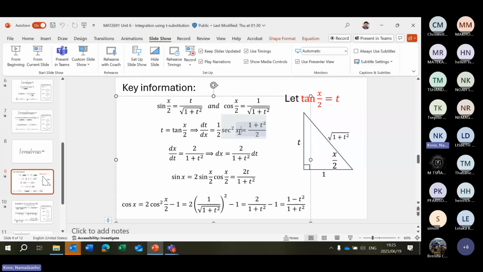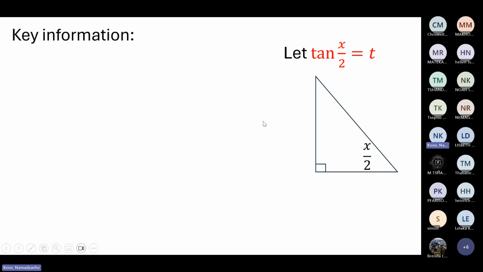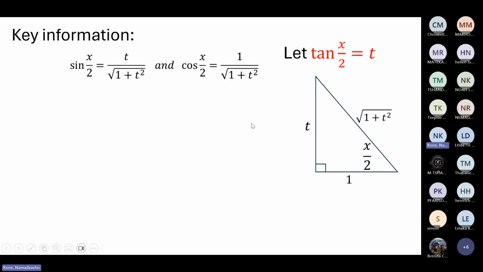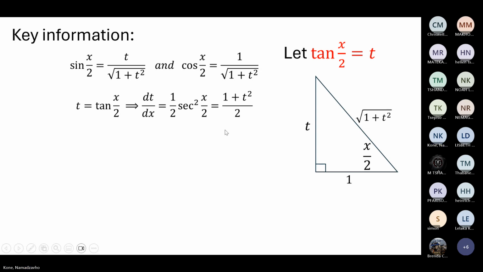This was supposed to be x over 2. And we go back to our slideshow and we reach this. Yes, this was supposed to be the case. Now we need to make dx the subject of the formula the same way we did. So now our half sec squared x over 2 is equal to that. Now it's 1 plus t squared all over 2. This 2 is this one.